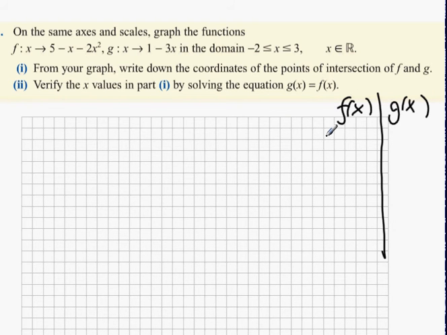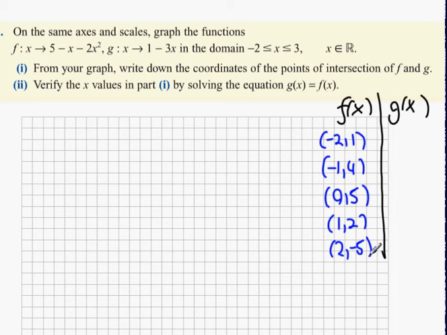F of x: minus 2, 1. Minus 1, 4. 0, 5. 1, 2. 2, minus 5. 3, minus 16. Okay, g of x, Sean?